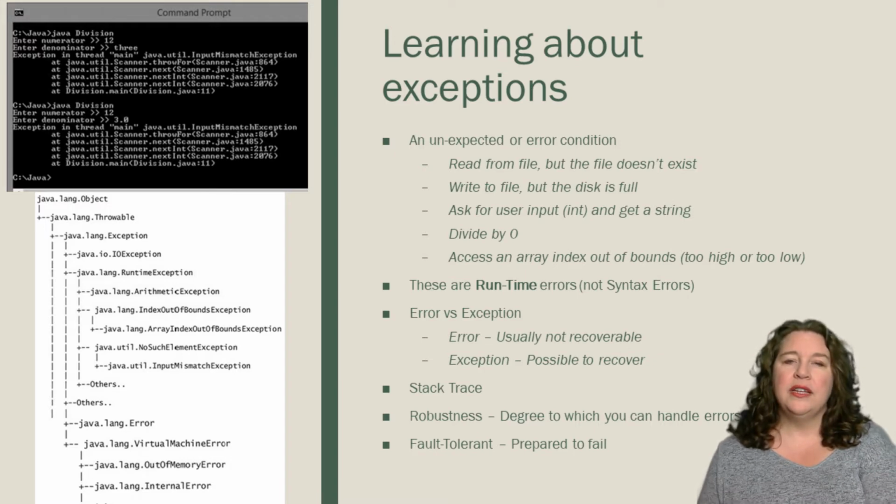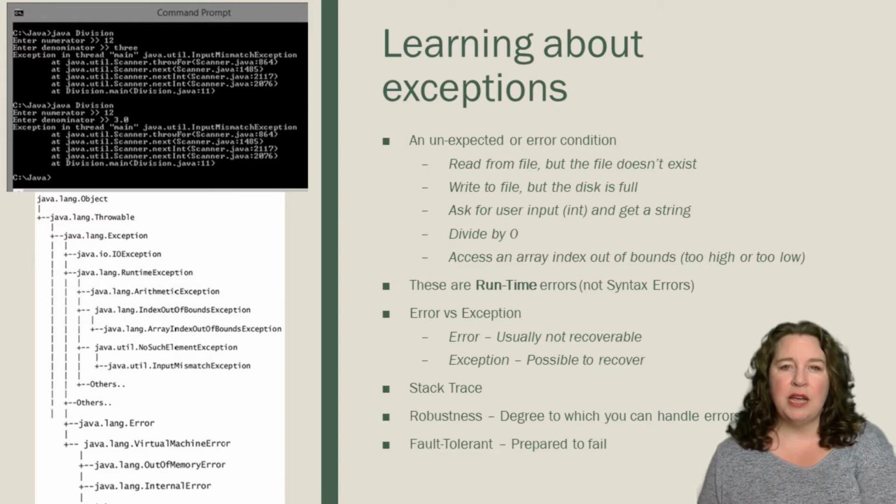The other is what we call fault tolerant. How prepared are you for cases that will make you fail? So these are things where you're going to look at your code and you're going to say, at this point, the user might enter this type of problem. So how can I handle it? So preparing your code to fail is your fault tolerance. Okay, so those are a couple things about exceptions that you're going to need to know. Let's move on.